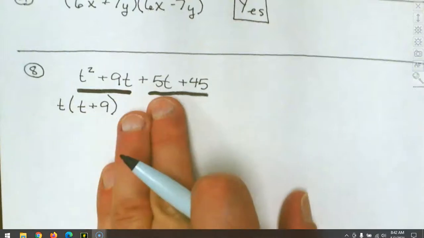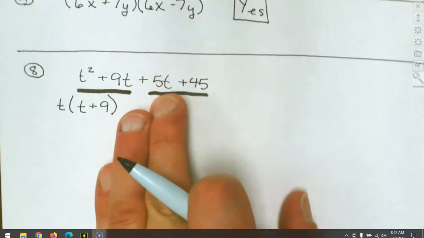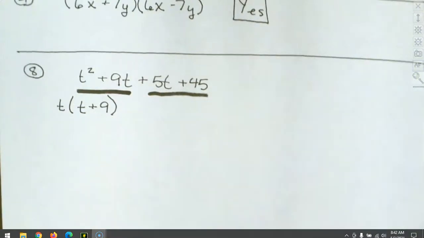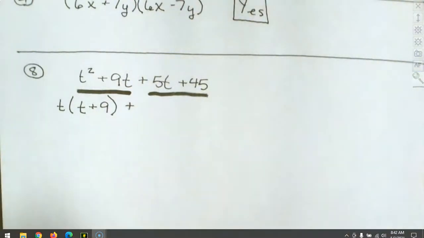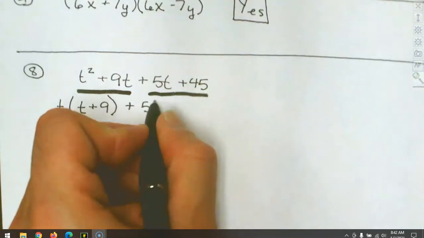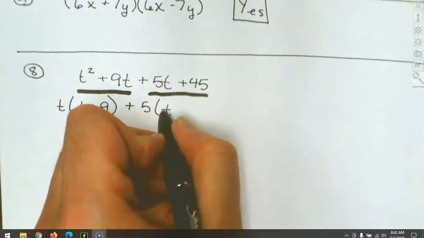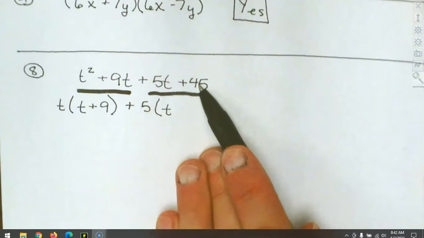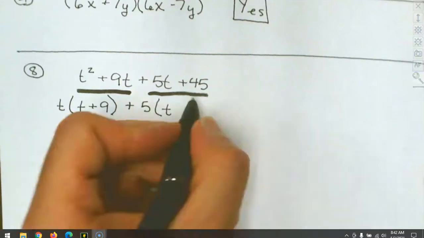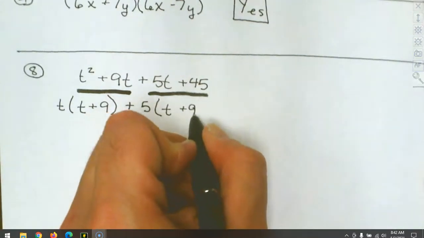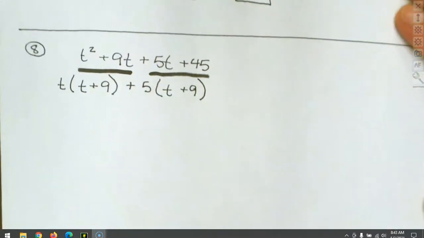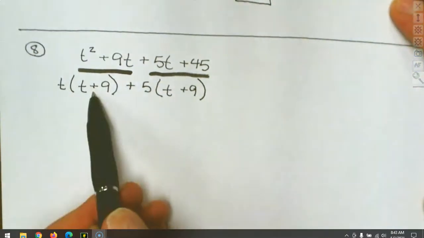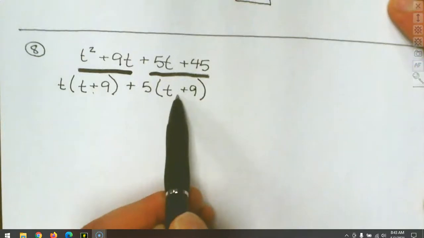So let's look at our numbers. We've got a 5 and we've got a 45. So what number will go into 5 and 45? Well, the only number they have in common is a 5. So we're going to take out our 5. And that then leaves us with a t. And what about 45? 45 divided by 5 leaves you with a 9. We know we're on the right track. Why? Because these groupings are identical.